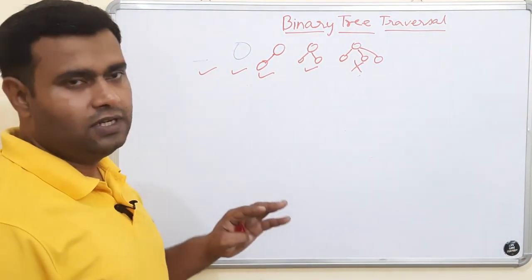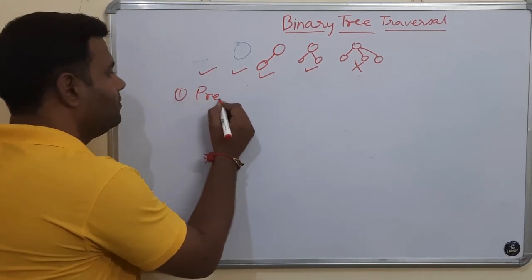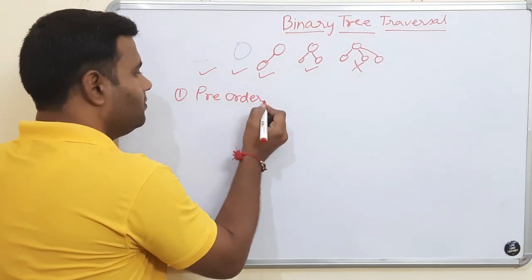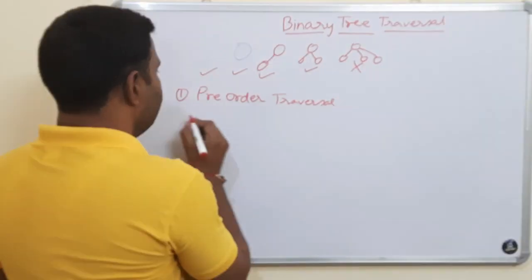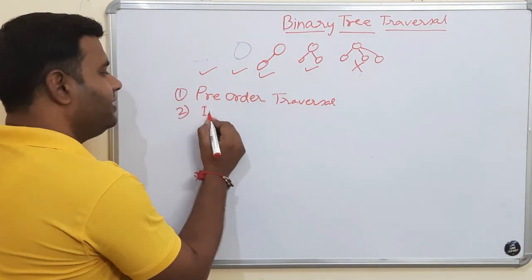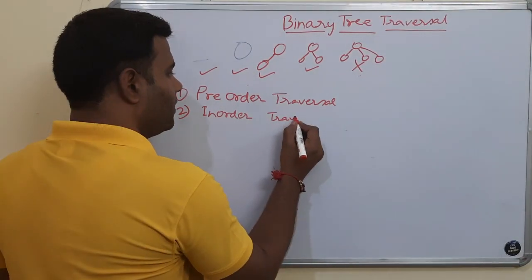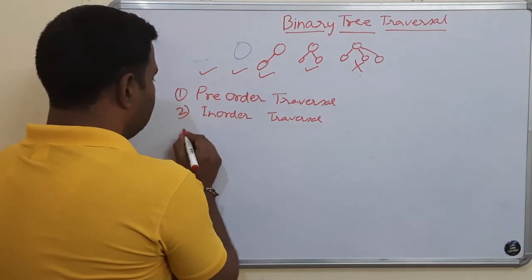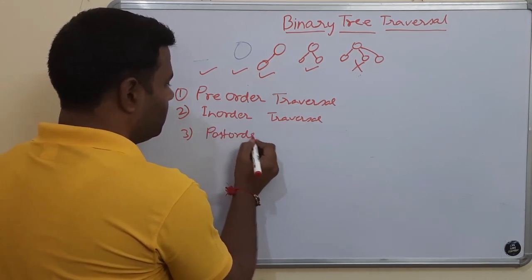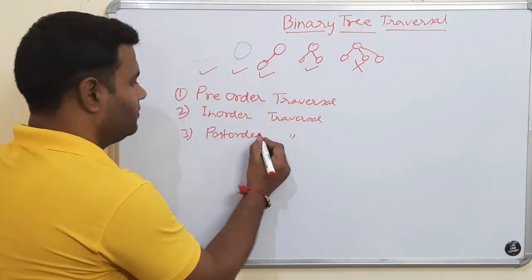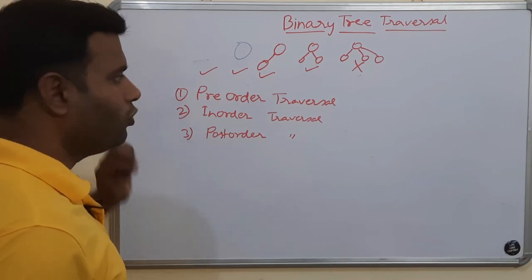There are three types of traversal in a binary tree. First is called preorder traversal. Second is called inorder traversal. And third is called postorder. So let's see what is preorder, what is inorder, what is postorder.